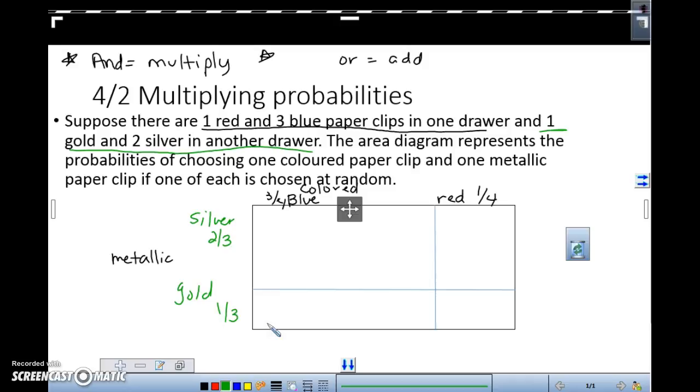Now, if we wanted to find the probability that we would choose a blue paper clip and a silver paper clip, that tells us to multiply. And if you look at this box in the upper left, right? There's 1 red and 3 blue, so there's 4 altogether in the first drawer.